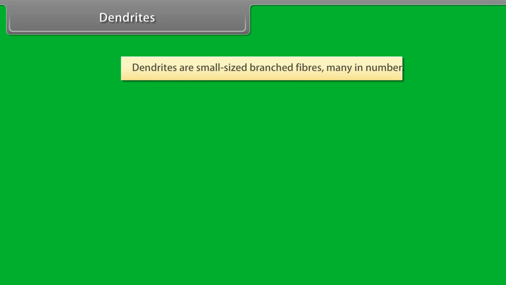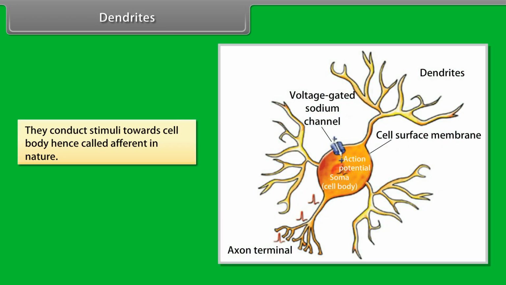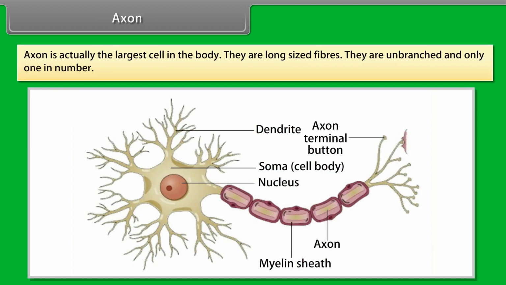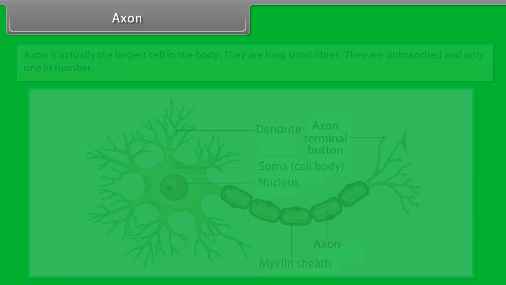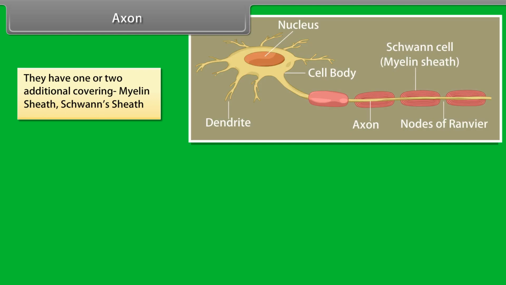Dendrites. Dendrites are small-sized branched fibers, many in number. They conduct stimuli to the cell body, hence are called afferent in nature. Axon. The axon is actually the largest cell in the body. They are long fibers, unbranched, and only one in number. They conduct stimuli from the cell body towards other neurons, hence are called efferent in nature. They have one or two additional coverings.